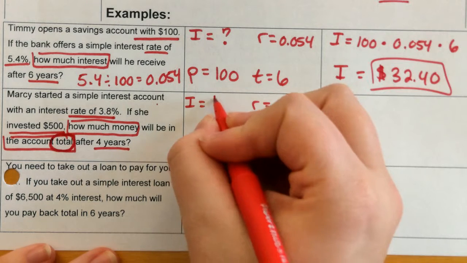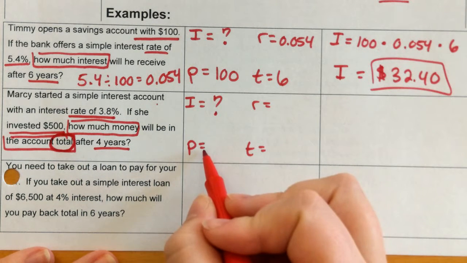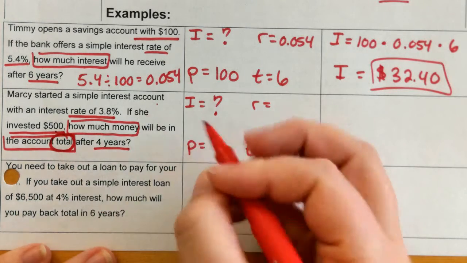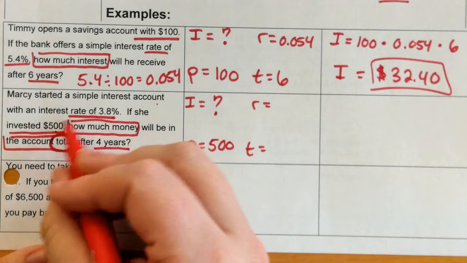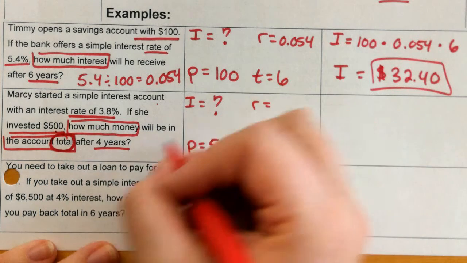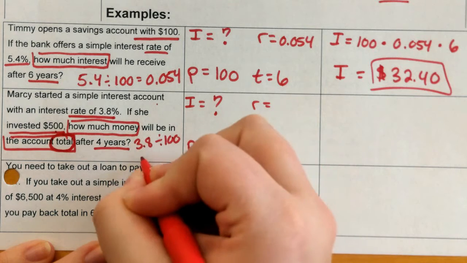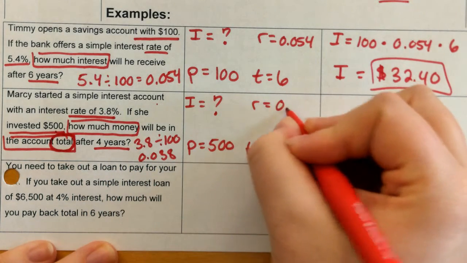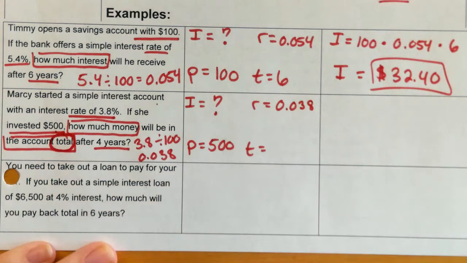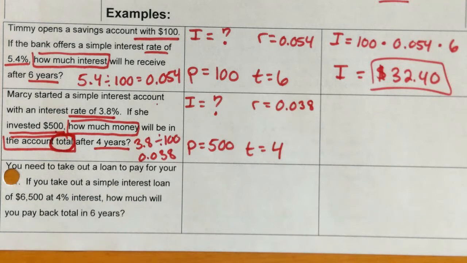But let's think. We don't know how much interest. Well, the principal, what's the amount that she invested or that she started with? Oh, that's 500. Our R, it's not 3.8. Again, we've got to take that percentage, divide it by 100 to get the number for R. And T is our time in years. Our T in this case is 4.